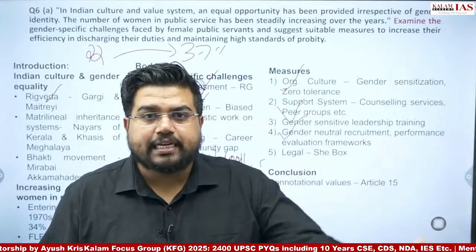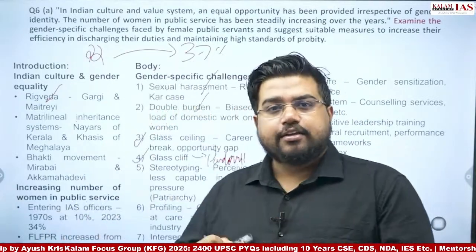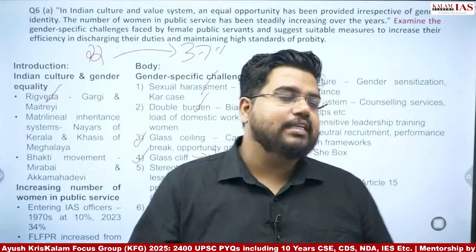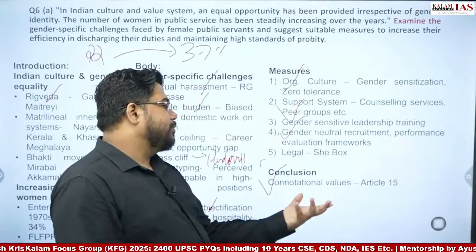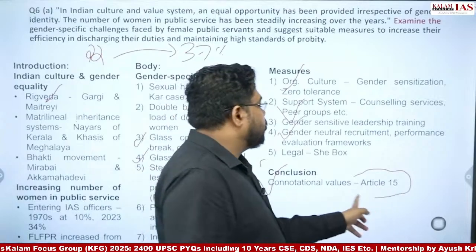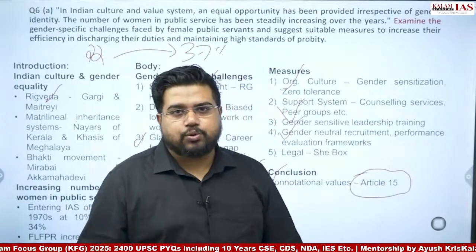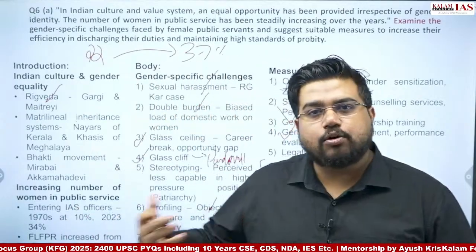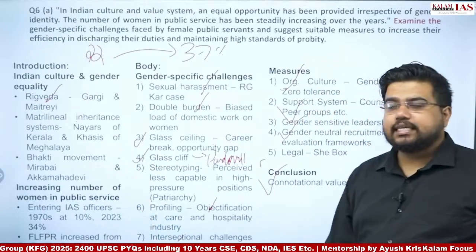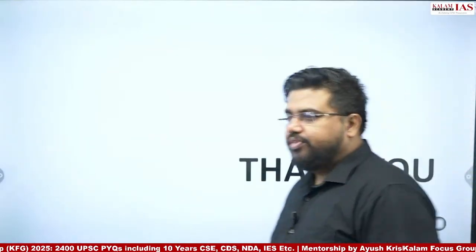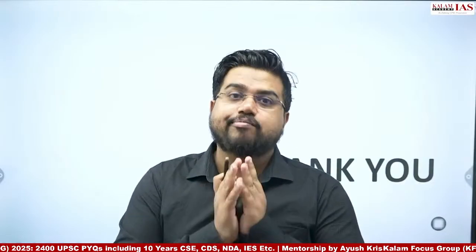So we need to speak of values, not just about legal solutions but value based solutions. Conclusion, you can always write in gender questions about Article 15 which speaks about equality, and equality in its ambit also covers gender equality. So that has been the discussion of the 5 most difficult questions of the 2024 ethics paper.